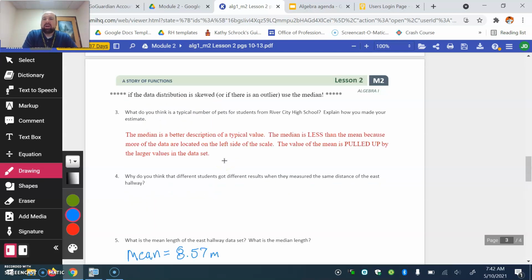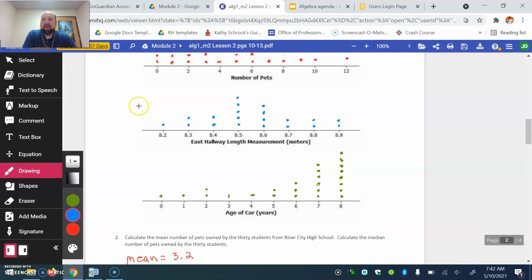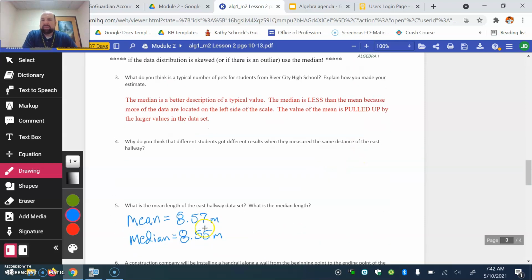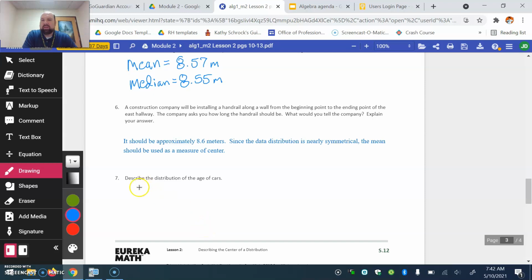But again, if you look at this pattern here, it is a symmetrical data distribution. So we go with the mean unless it was skewed, like the age of the cars. So I've kind of given you a little hint into what's coming next. So let's go down, and we just talked about number 7. The distribution of the cars is symmetric. I'll add that to the key.